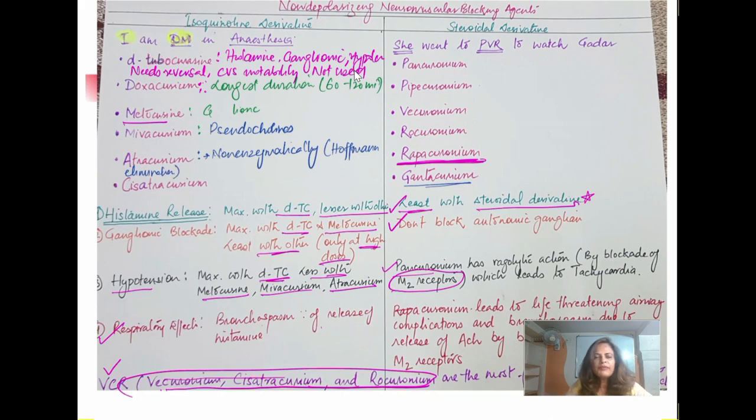And what is this Hofmann elimination? Atracurium and cisatracurium are isoquinoline derivatives. In them, two isoquinoline moieties are bound with an ester bond, and this causes rupture of that ester bond. That way it is metabolized. The second way is that it is also metabolized by cholinesterase. With the metabolism, there is a product that is laudanosine.